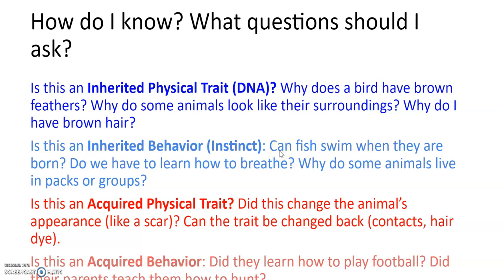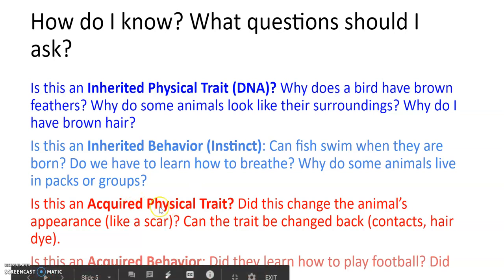That is an instinct. So can fish swim when they are born? If we answer that, we can learn whether this is an inherited instinctual behavior. Do we have to learn how to breathe? Why do some animals live in packs or groups?